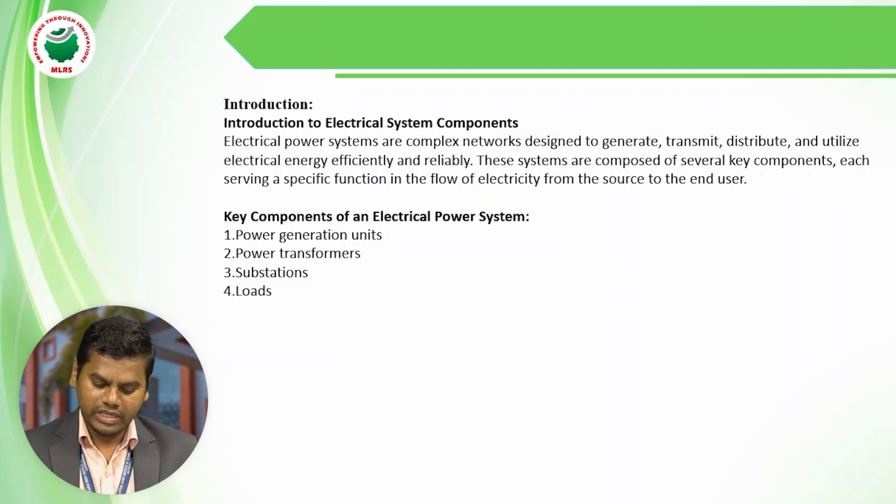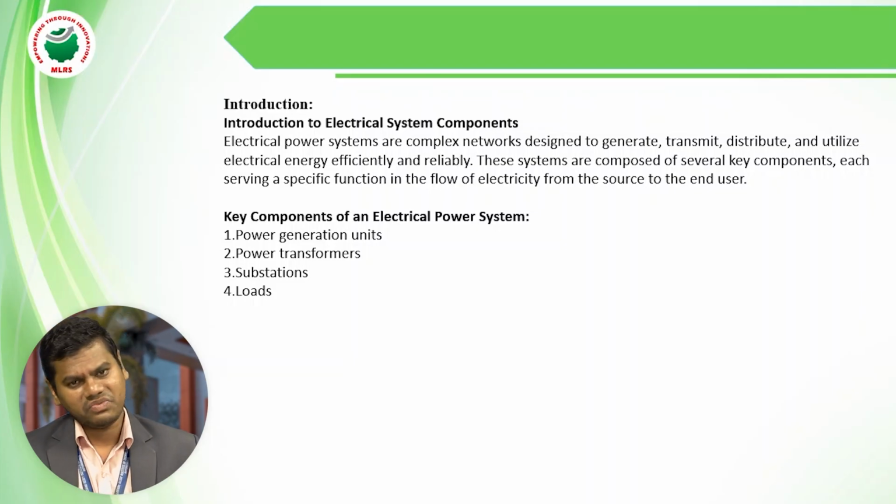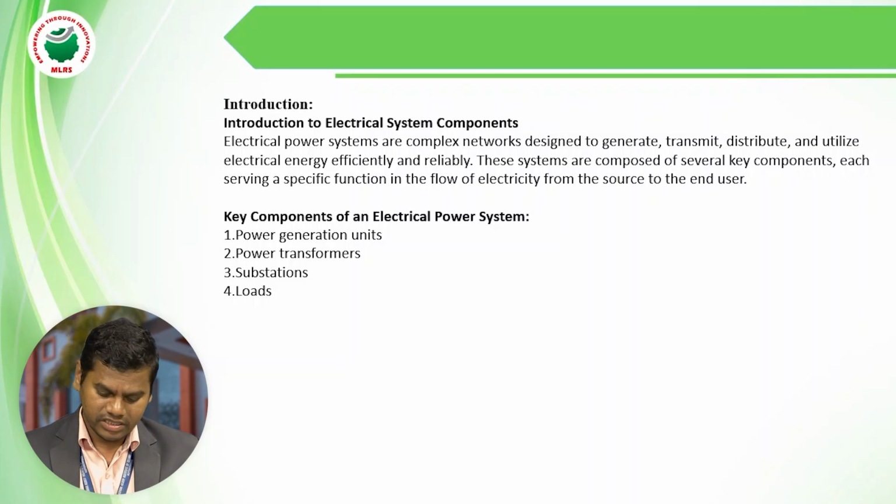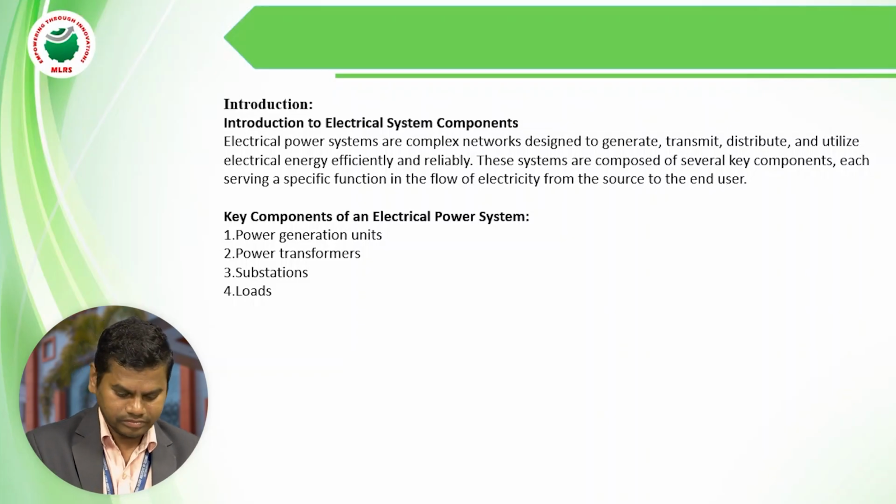Now, the key components of electrical power systems. We discussed earlier generation, transmission, and distribution. The key components applicable in the electrical power system are the power generation units, power transformers, substations, and loads.